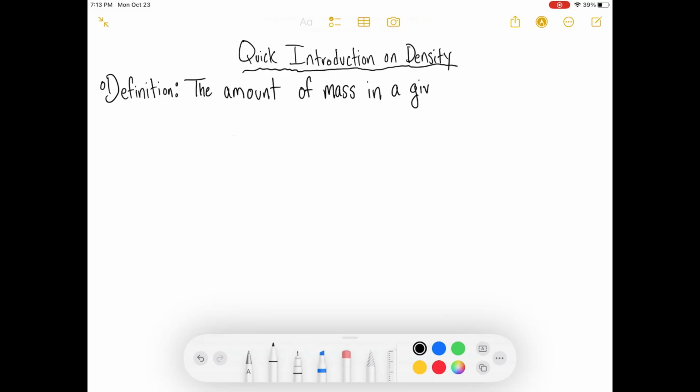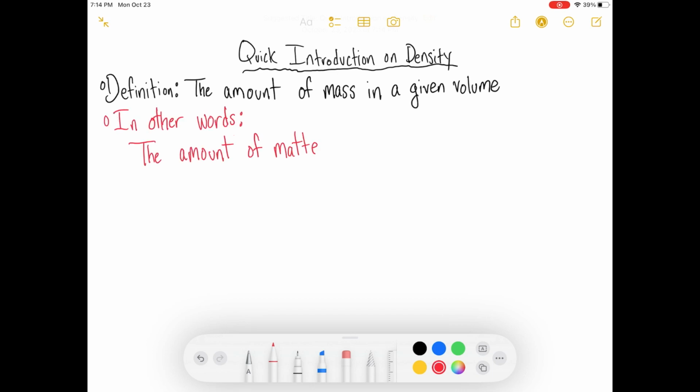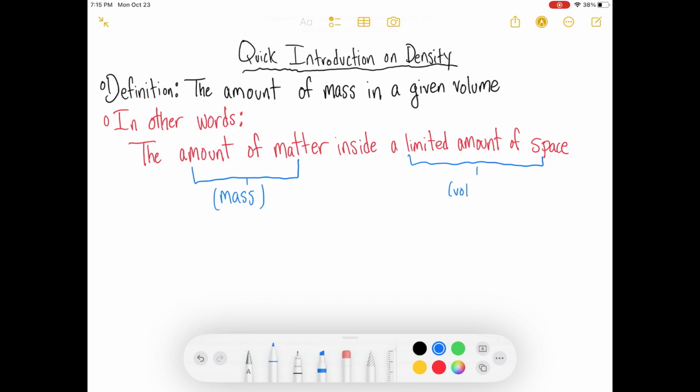Density is the amount of mass in a given volume. In other words, it's the amount of matter inside a limited amount of space. These two definitions are saying the same thing. The amount of matter is referring to the mass in the previous definition, and the limited amount of space is referring to the volume. These definitions and words will make a lot more sense when we define them later on in the video. Density is something that can be calculated, and it has a specific formula.